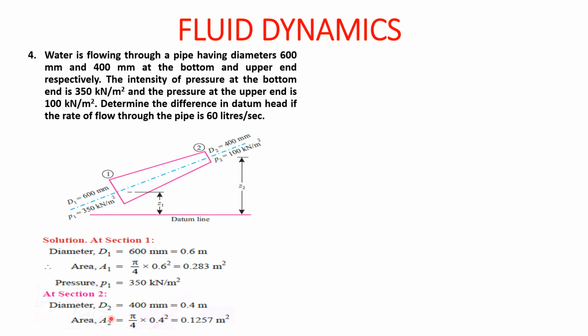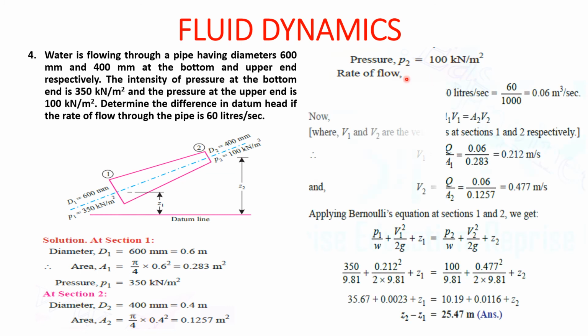At section 2, diameter D2 is equal to 400 mm. So converting that into meter, it is 0.4 meter. So area at section 2, A2 is equal to pi by 4 D2 square. So pi by 4 into 0.4 square is equal to 0.1257 meter square. Pressure P2 is given as 100 kilonewton per meter square. Rate of flow is given to us as 60 liters per second. So 60 divided by 1000, it will be 0.06 meter cube per second.